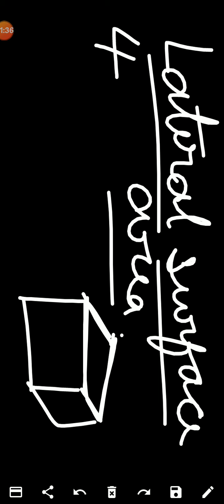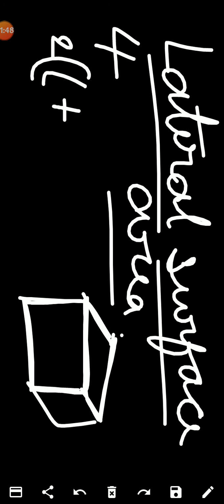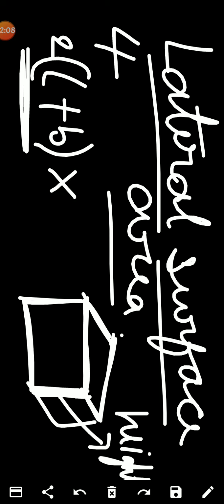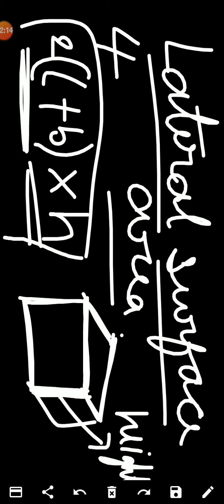Now, to find the lateral surface area, first you need to know the perimeter of one rectangle of a cuboid. The perimeter of a rectangle is 2 into (L plus B), and as the cuboid has a height, which is this, just multiply the perimeter with the height. So this becomes the lateral surface area of the cuboid.